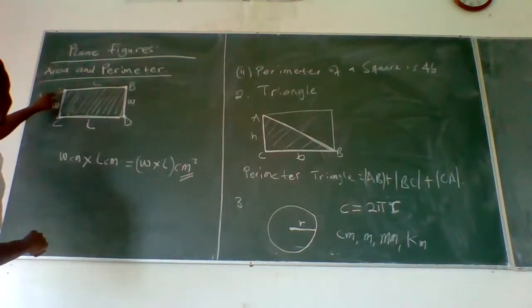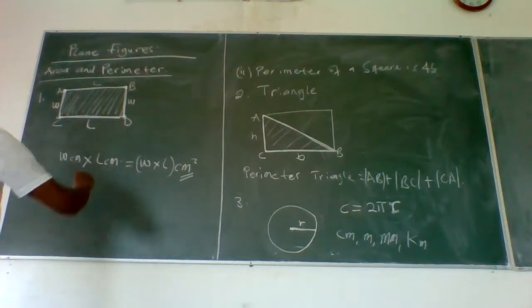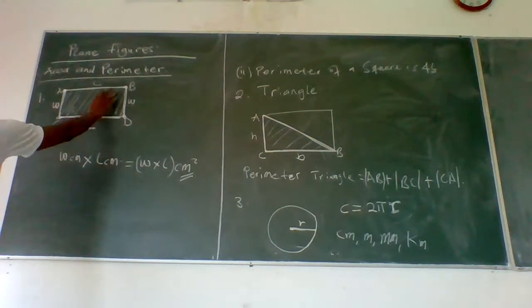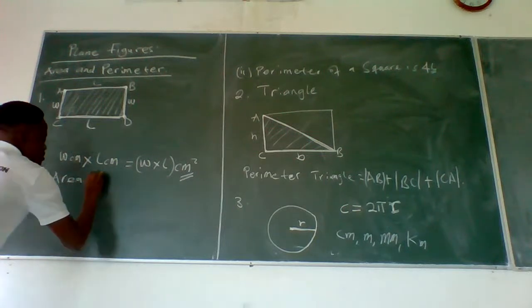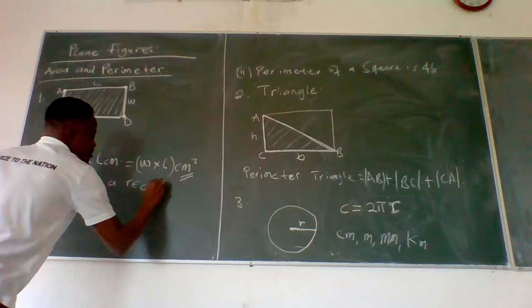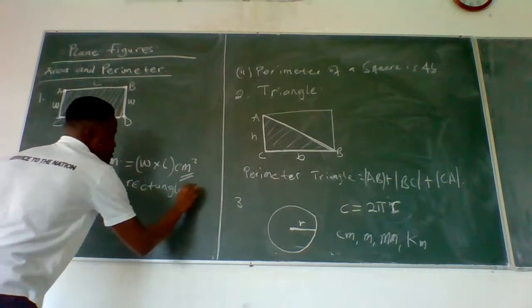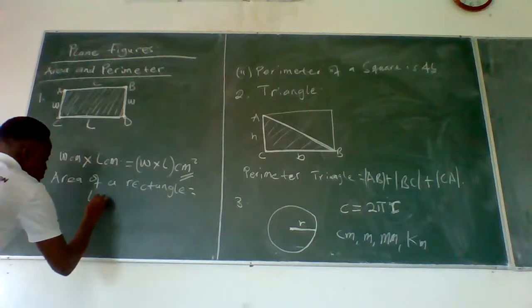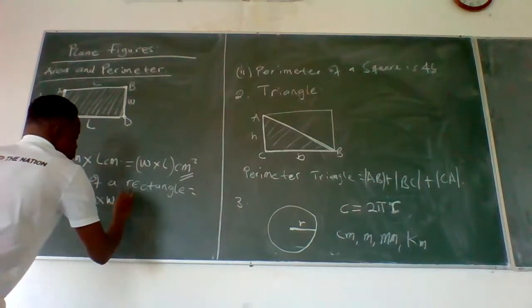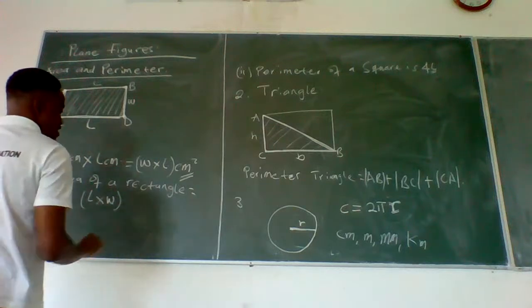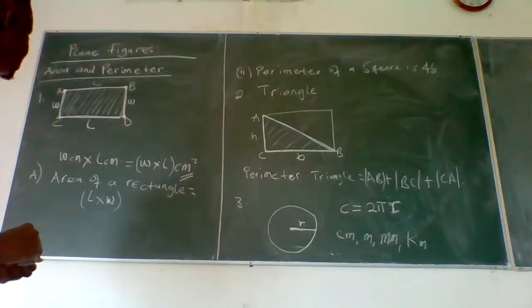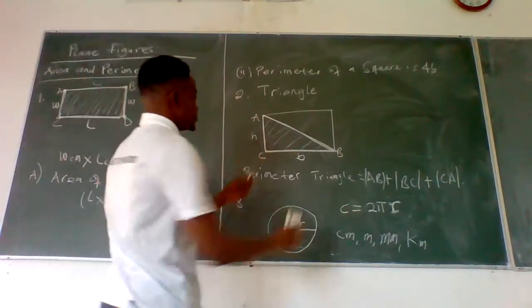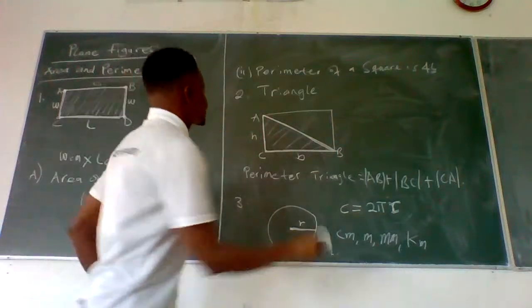So multiplying this and this is the same as finding the area. The formula for finding the area of a rectangle: area of a rectangle is equal to L times W, and it's measured in units square. Okay, let's find the area of a triangle.